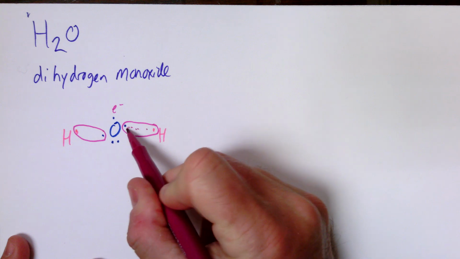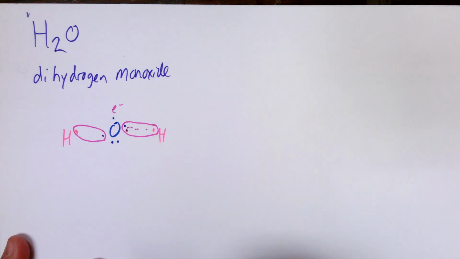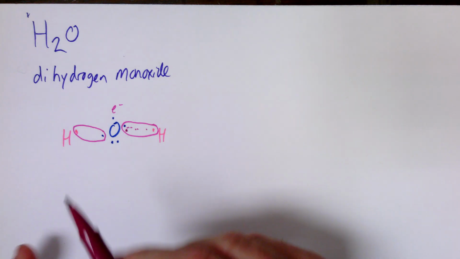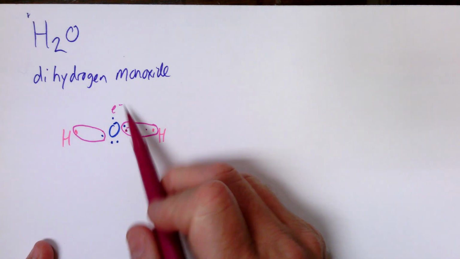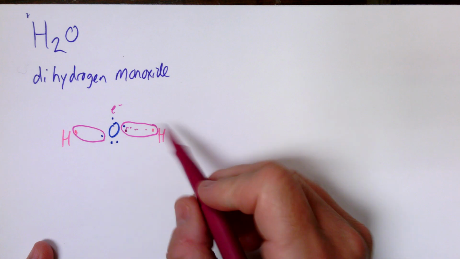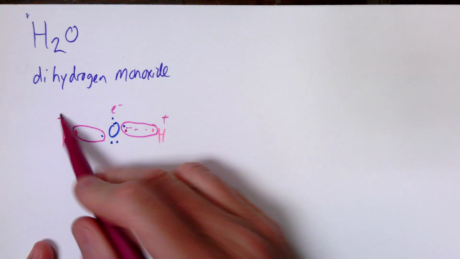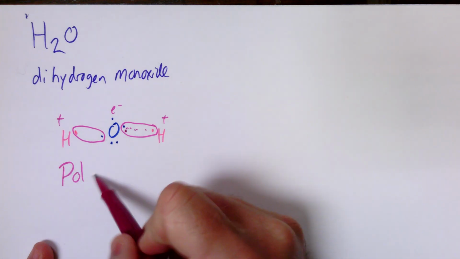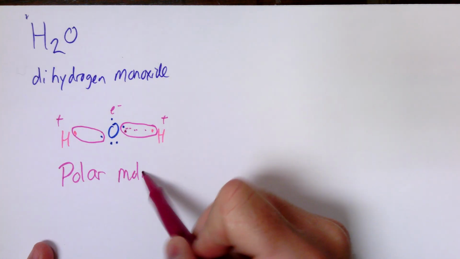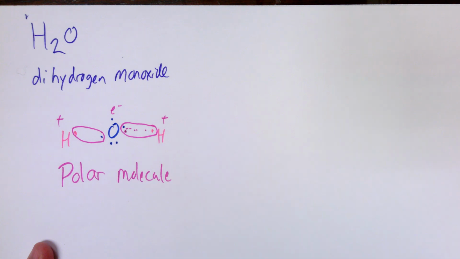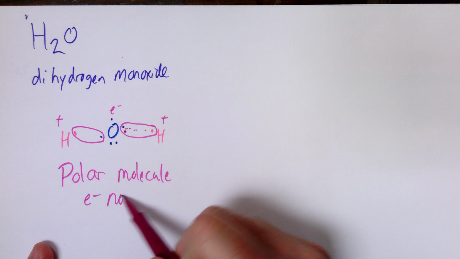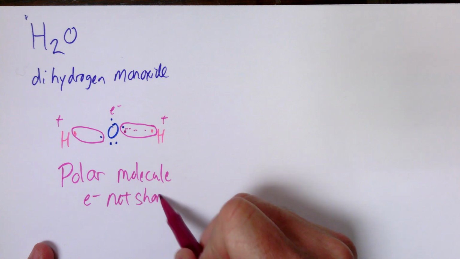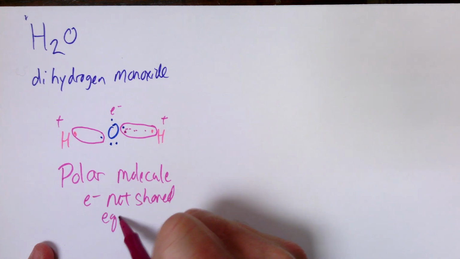The electron kind of spends more time over here. So if we looked at water as a molecule, generally it seems to be a little bit more negative here, which means it ends up being a little bit more positive there. And we call this a polar molecule. A polar molecule means electrons are not shared equally.